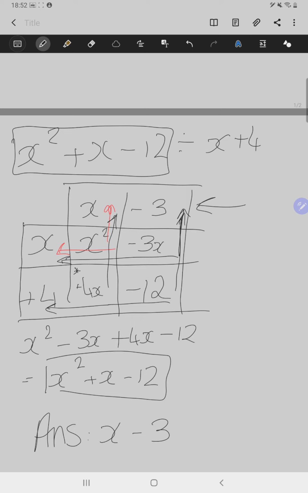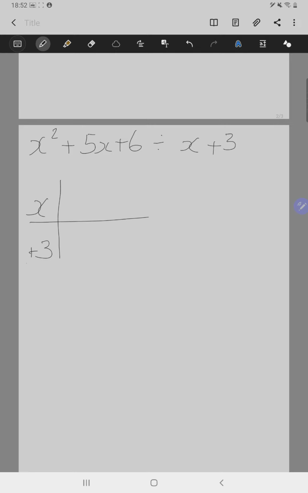Okay, so let's say we have x squared plus 5x plus 6, and we want to divide this by x plus 3. So on our left hand side we have x and plus 3. Since our main equation has three terms, we are going to have two vertical columns. Top left box has our highest power of x, bottom right box has the number by itself.